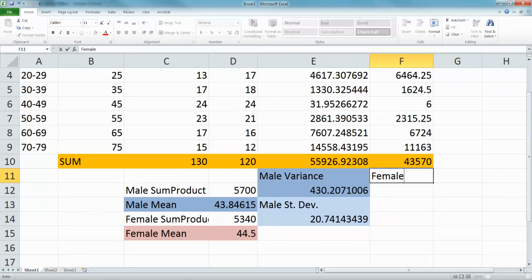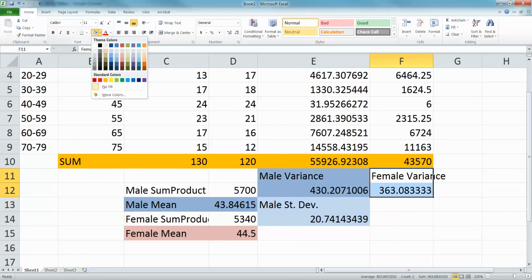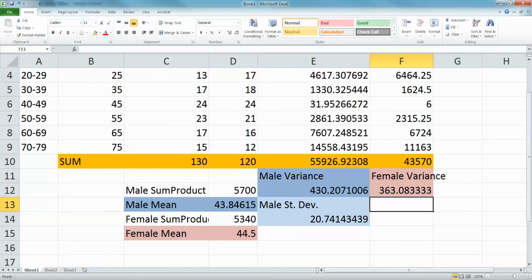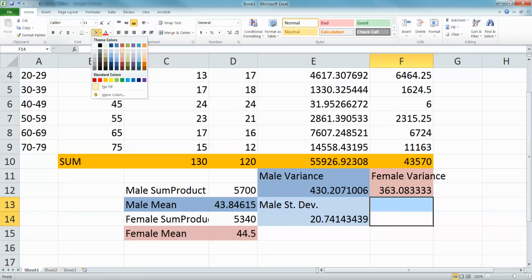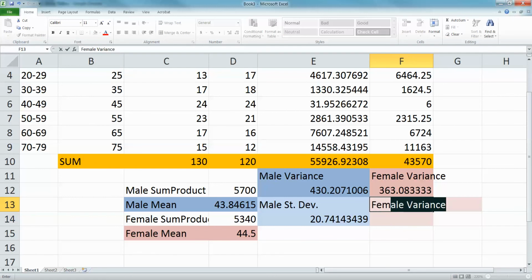So the female variance is equal to that number 43570 divided by 120. And again, if it was a sample, you would do 119. But since it's a population, you do the full 120. That has to do with the formulas for variance and standard deviation changing. All right, so now for female standard deviation, you just take the square root of that number.